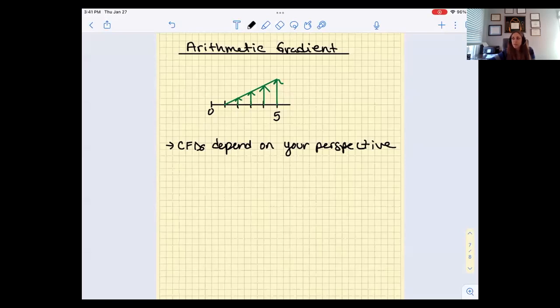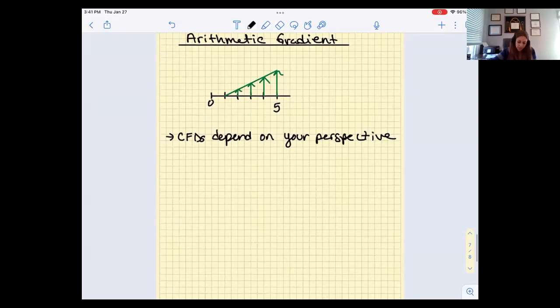So what I mean by depending on your perspective is, are you the borrower or are you the lender? Because in cash flow diagrams, your green and your red are going to flip.